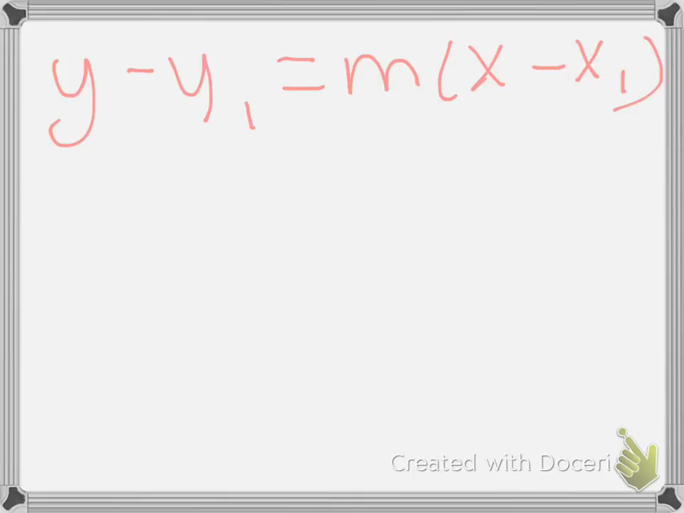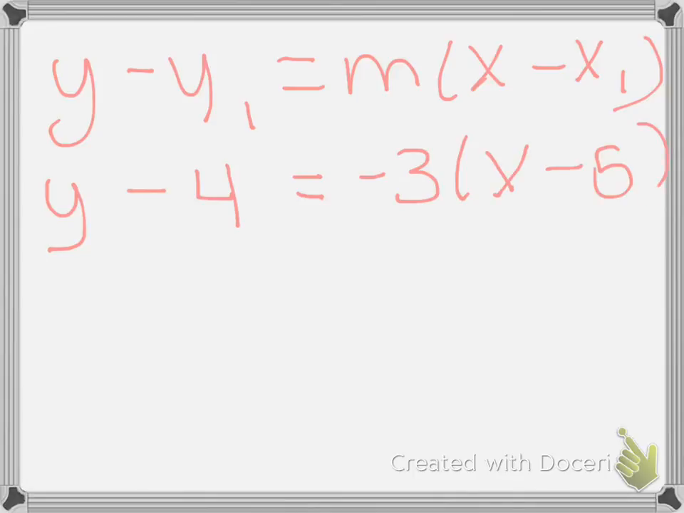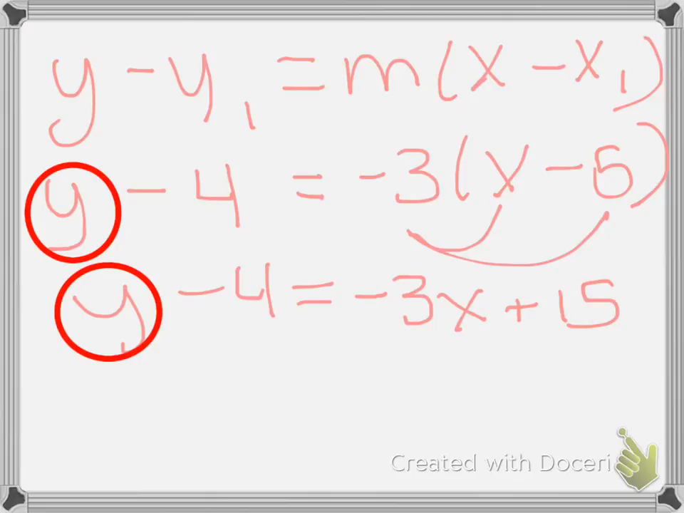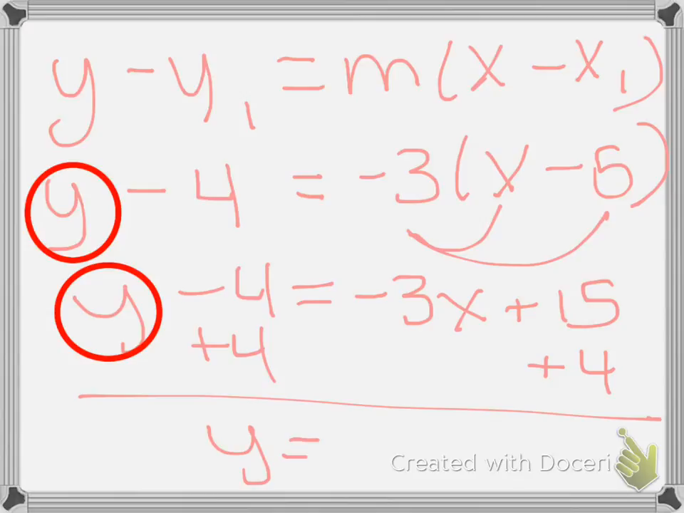I'm going to plug in my values. y minus y1 is equal to -3, my slope, times x minus x1, and x1 is 5. I now need to solve for y. I'm going to distribute the -3, which gives me -3x + 15 = y - 4. I still need to solve for y, so I'm now going to add 4 to both sides. That's going to give me y = -3x + 19. And that's my final answer.